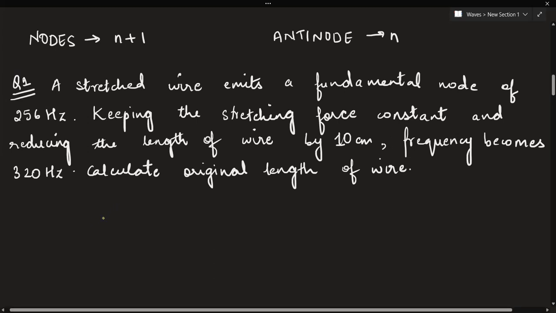We have seen a relation of frequency: n divided by 2L under root T by M. T is tension, M is mass per unit length. Now see what it says. When the frequency was 256 Hertz, it was initially. It says it is for the fundamental note of frequency. So if it says the fundamental note is 256 Hertz, can any one of you guess the value of n?